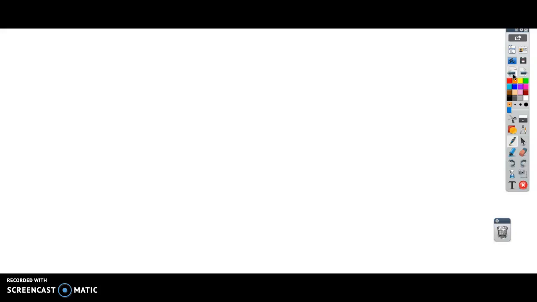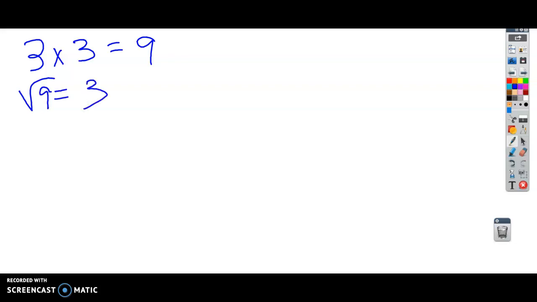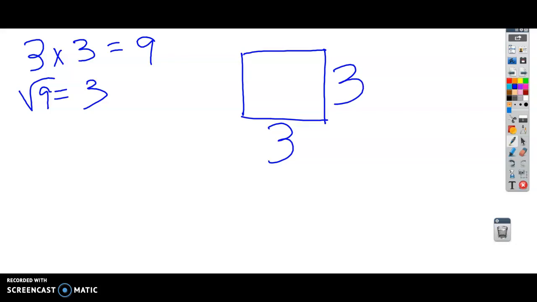So if you have two numbers that you multiply, they're the same, and 3 times 3, okay, and you get 9. The square root of 9 is 3. What that means is, think of a perfect square. That's what we call a square root. The side lengths are 3 and 3. The area of that square is 9. So the square root of 9, what number multiplied by itself gives you that number, is 3.